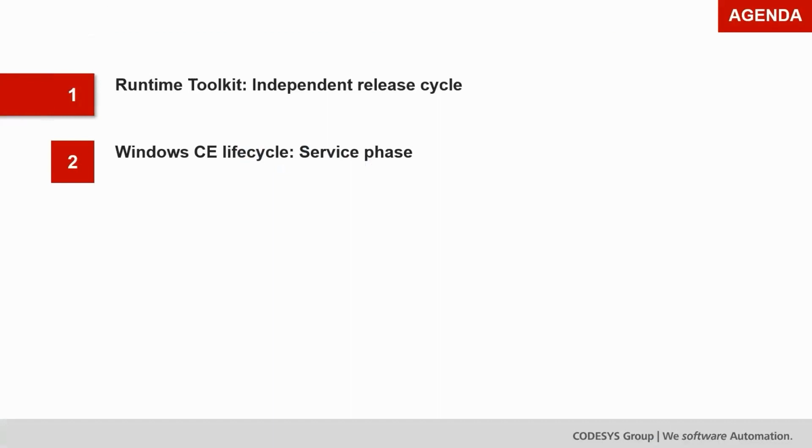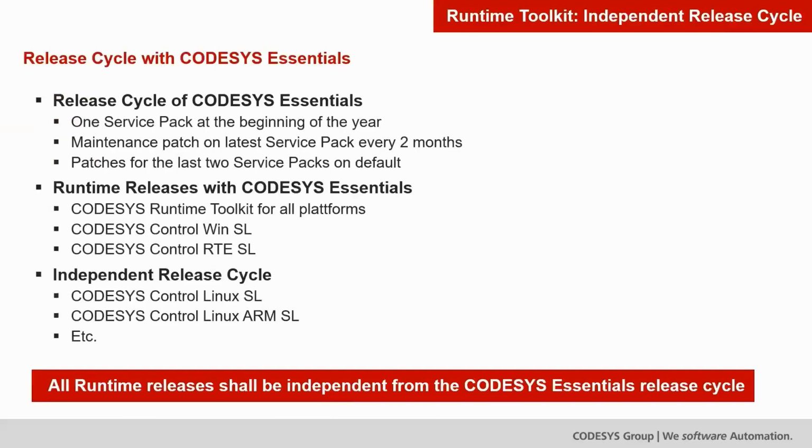Let's have a look at it. First of all, we plan an independent release cycle for the runtime system toolkit. It's one part. The second part is the product life cycle of Windows CE based products. We want to shift it to the service phase. But let's start with the independent release cycle.